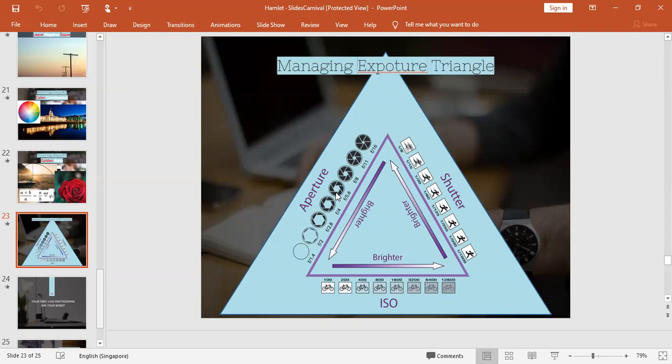So when you are able to control these three, aperture, ISO and shutter speed, you will be taking a photograph which is of much better quality. Shutter speed: when you are increasing the shutter speed, the shutter opening and closing speed will be ultra fast.